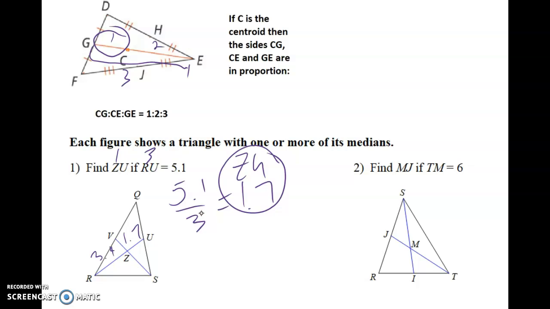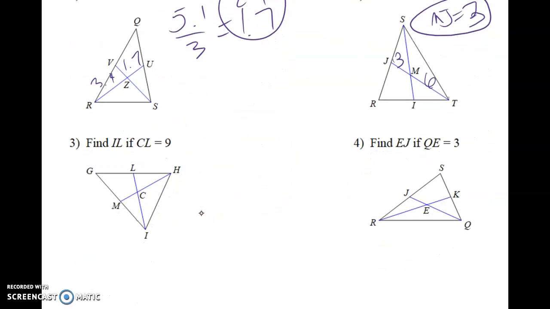The next one says find MJ if TM is 6. So TM here is 6. Okay? Now, this piece is twice as long as this one. So TM divided by 2 would be 3. So MJ is 3, TM is 6. There we go. Okay? It's just proportions, guys.